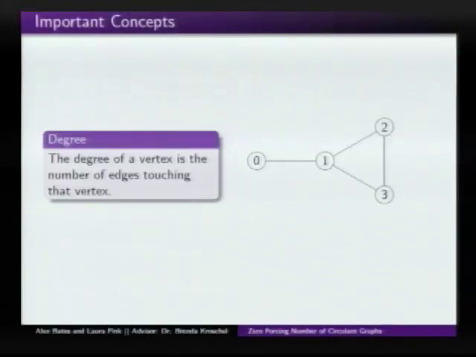Okay. So another important concept for these graphs is what is the degree? The degree of a vertex is the number of edges that are touching the vertex. So here you can see vertex 0, the degree is 1. It has 1 edge. Vertex 1 is degree 3, and vertex 2 and vertex 3 are both degree 2.